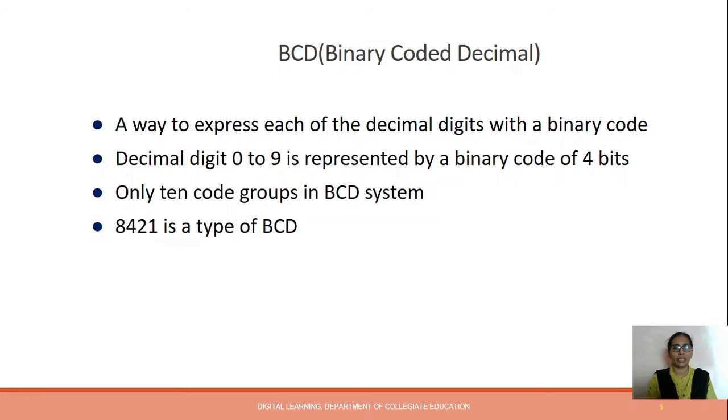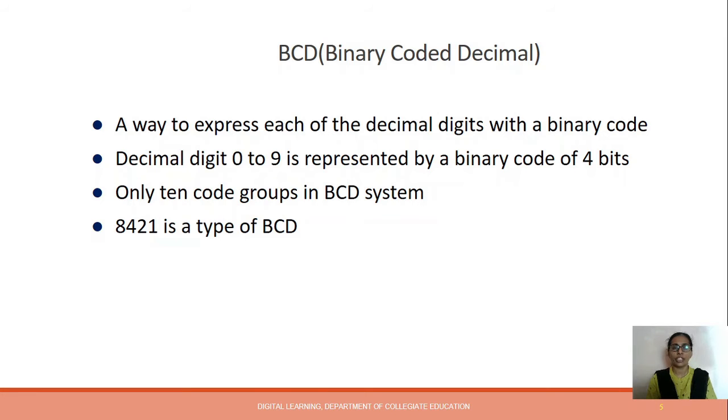BCD or binary coded decimal is a way to represent each of the decimal digits with a binary code. We have 10 different decimal digits available, 0 to 9, and these digits are represented by a binary code of 4 bits in BCD. Only 10 code groups in BCD number system. That means from 0 to 9 we have bit groups of 4 bits in BCD.